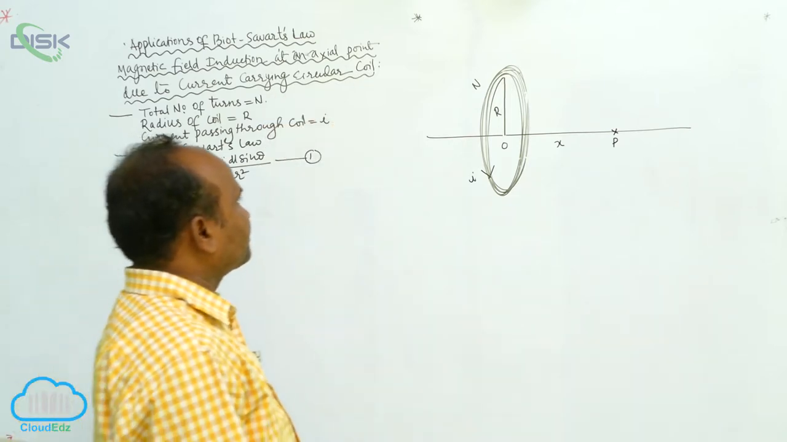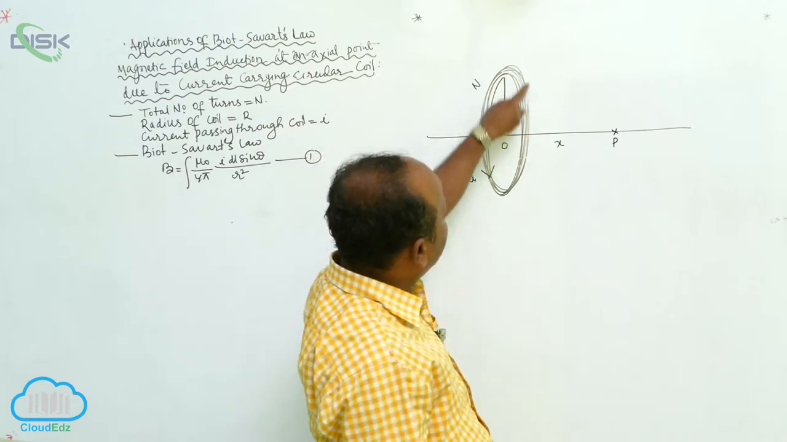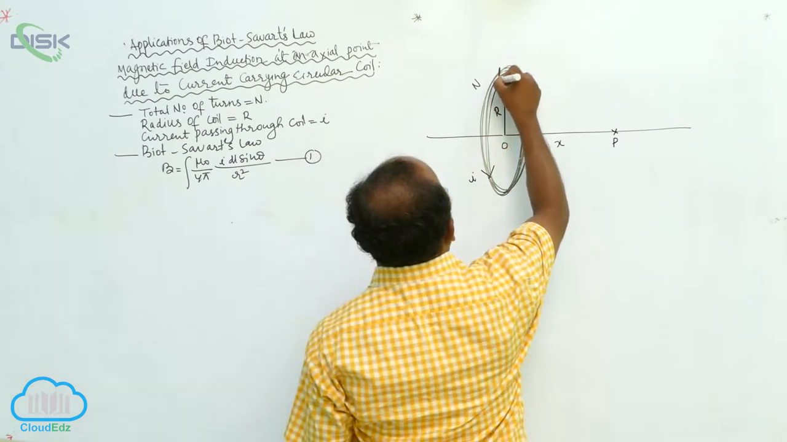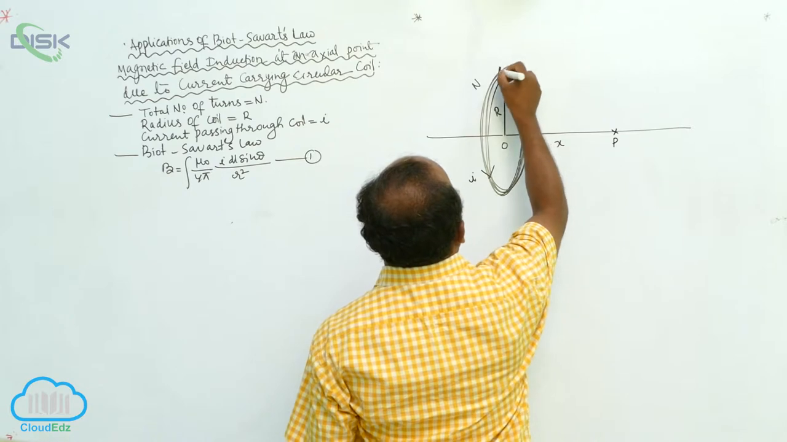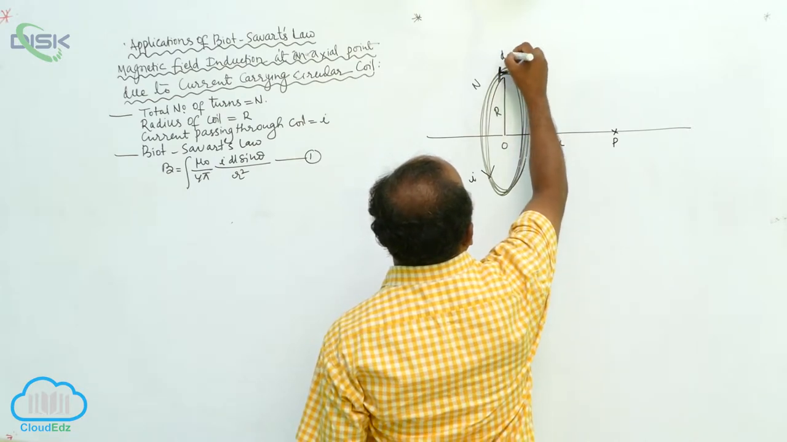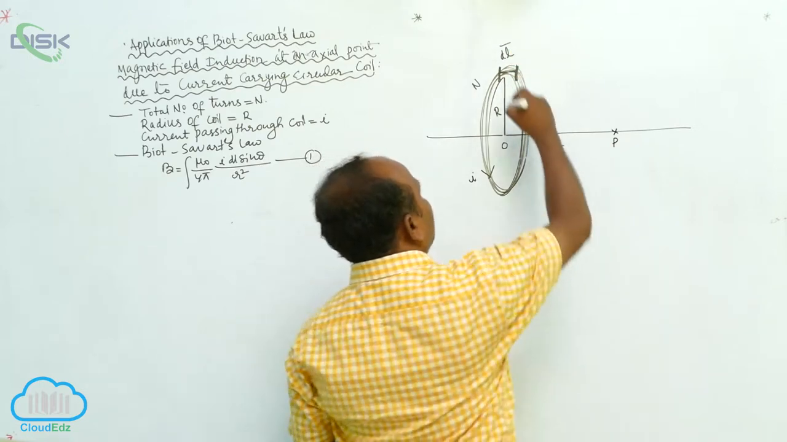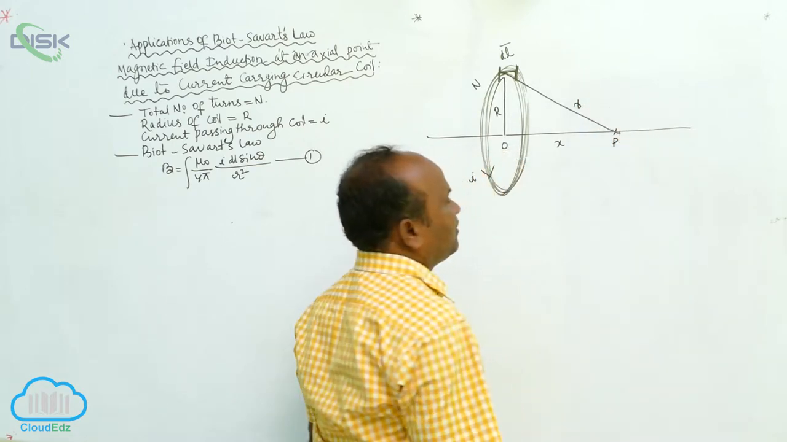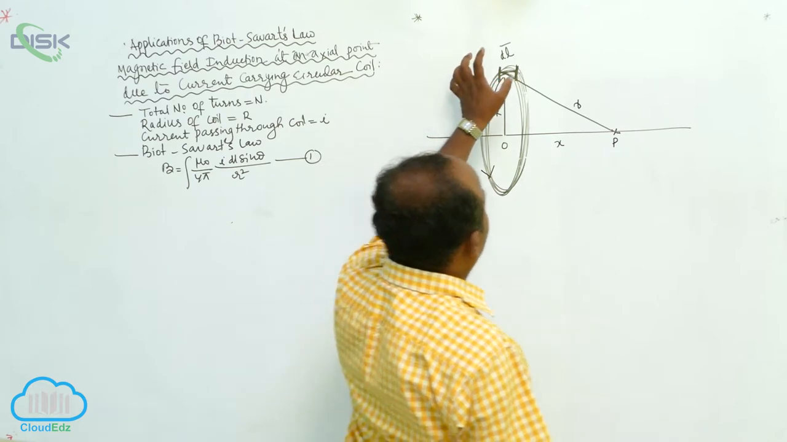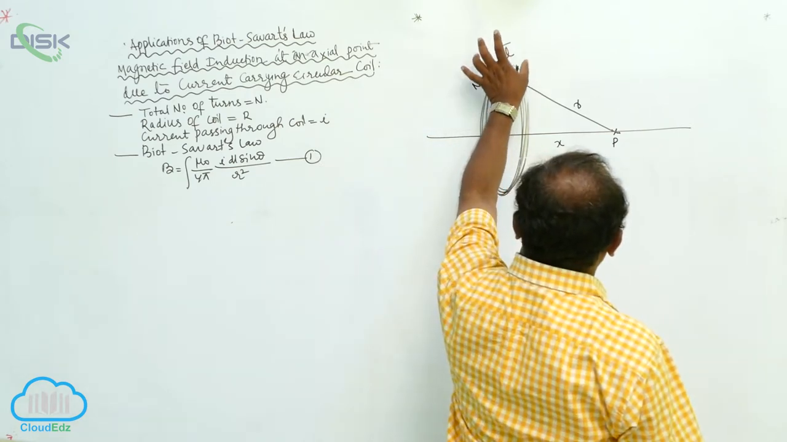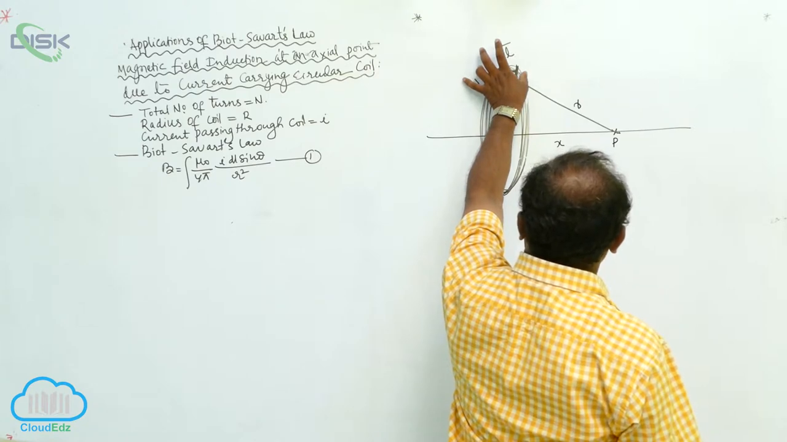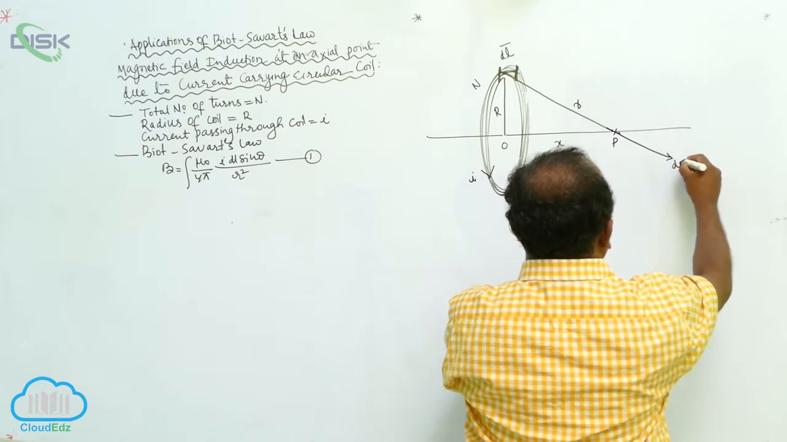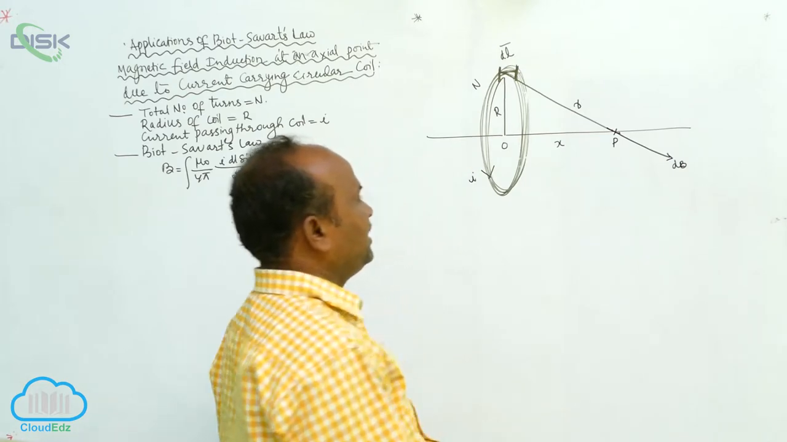Now this is the current carrying circular coil. This is called the current element, dl bar. This current element is at a distance of small r. Due to this small element, what is the magnetic field induction? That is called dB, right? The magnetic field induction is dB.